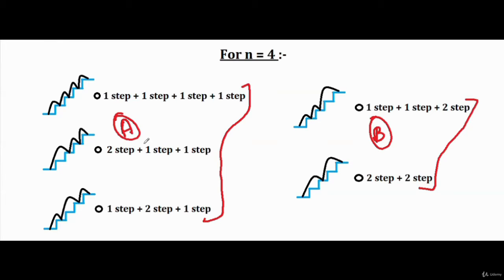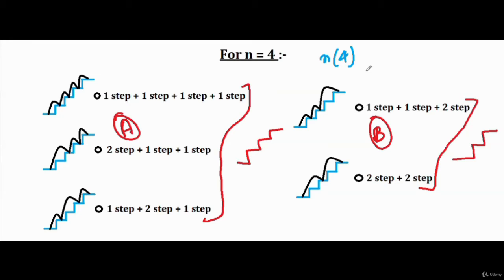Well, A is nothing else but all the different ways to reach the top of a staircase of height 3 units. You can even check the case where n was 3 which we solved at the start of the lecture to verify it. Similarly, B is all the different ways to reach the top of the staircase of height 2 units.